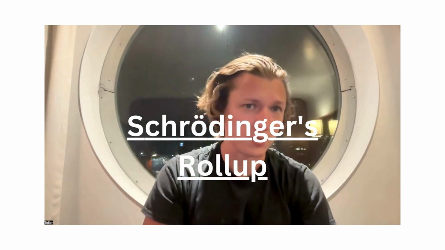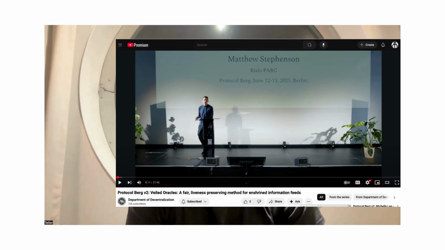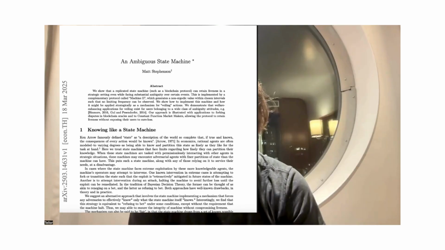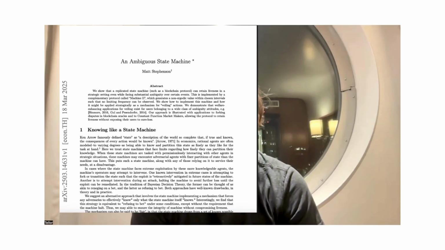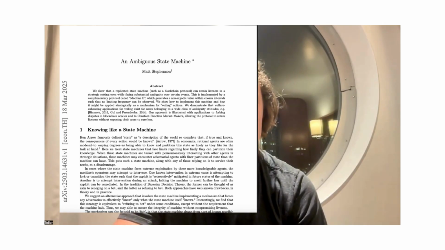Be me about 2 months ago. I was watching videos from all the European conferences, and I saw one from Protocol Berg on veiled oracles by Matthew Stevenson. It was a super academic talk on how to create ambiguity in oracles. So I look up the paper, reach out on LinkedIn, chat for a bit, and I'm pretty sure I found the problem that this addresses. So let's get into it.